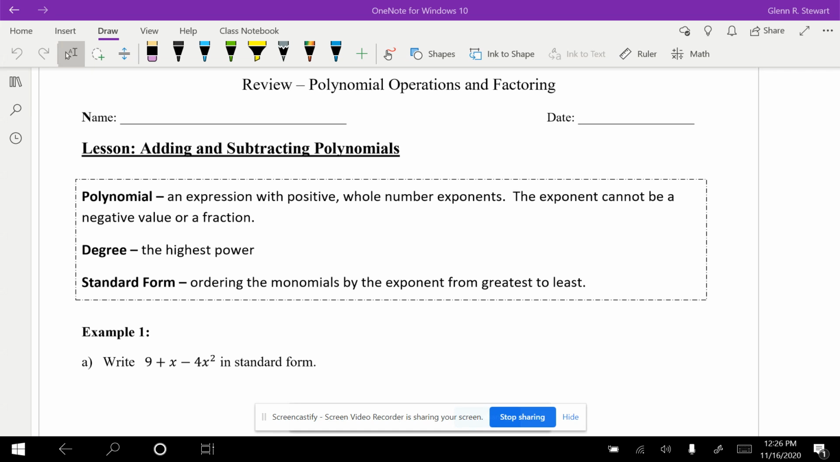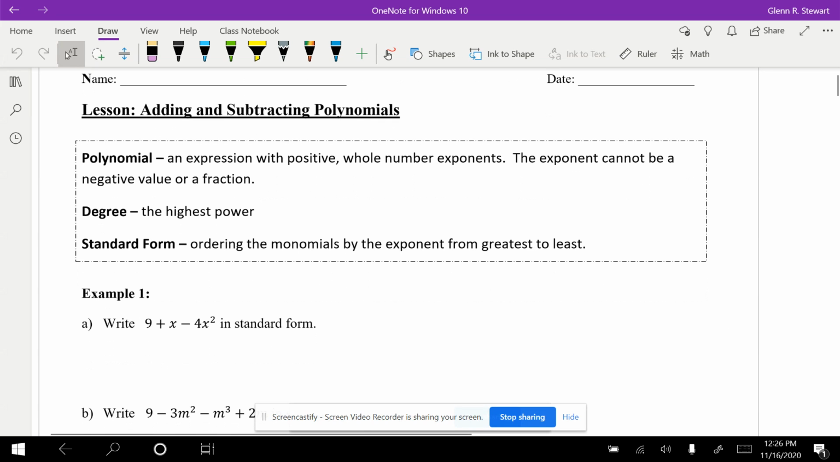Hey, welcome to Polynomial Operations and Factoring. Today we're going to talk about what a polynomial actually is. We're going to talk about adding and subtracting and multiplying polynomials. So kind of bear with me here.